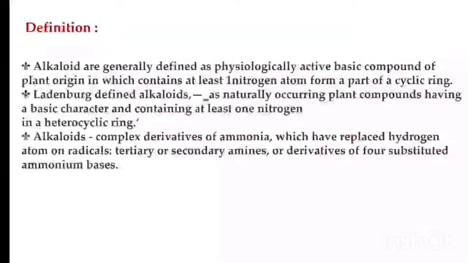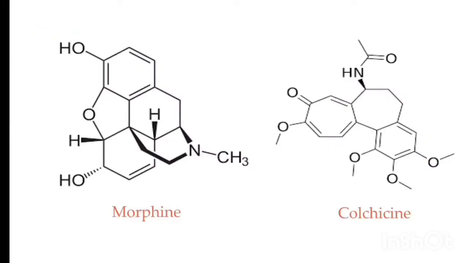Definition of alkaloid. Alkaloids are generally defined as physiologically active basic compounds of plant origin which contain at least one nitrogen atom forming a part of a cyclic ring. Landberg defined alkaloids as naturally occurring plant compounds having a basic character and containing at least one nitrogen in a heterocyclic ring. Alkaloids are complex derivatives of ammonia in which hydrogen atoms are replaced by radicals, tertiary or secondary amines, or derivatives of four substituted ammonium bases. The structures of morphine and colchicine are shown on the screen.